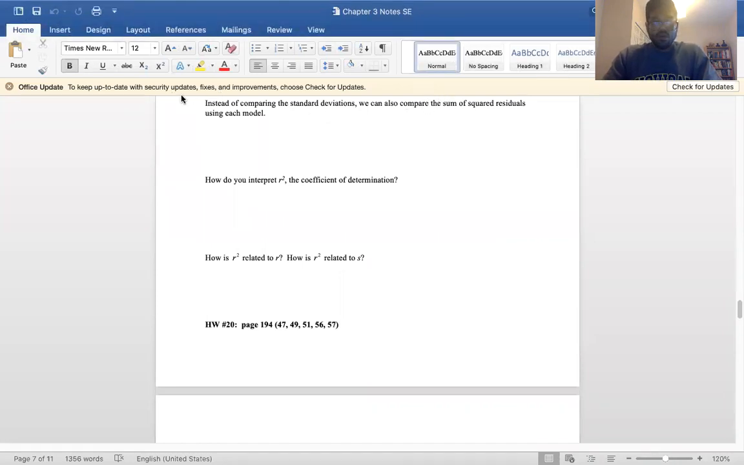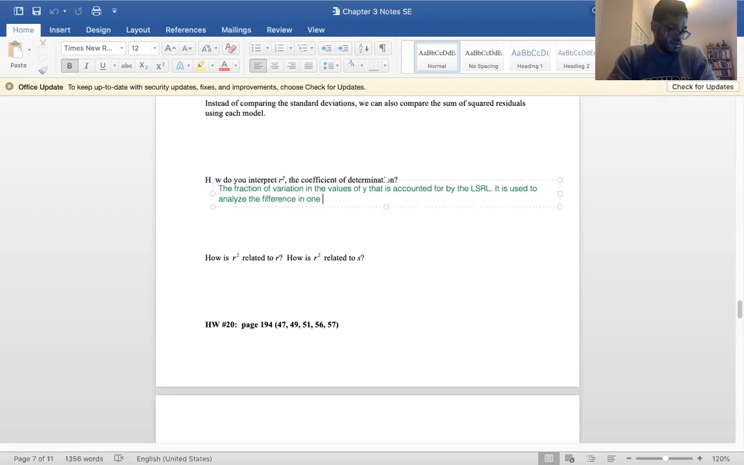And what R squared is, is the fraction of variation in the values of y that is accounted for by the least squares regression line. Okay, so what else we could say about this is that it is used to analyze the differences in one variable, and how differences in one variable can be explained by the differences in a second variable.